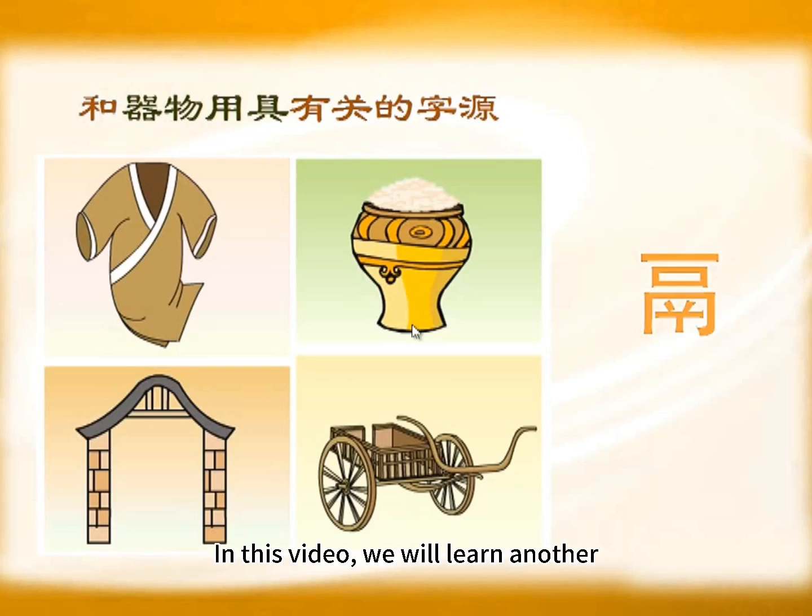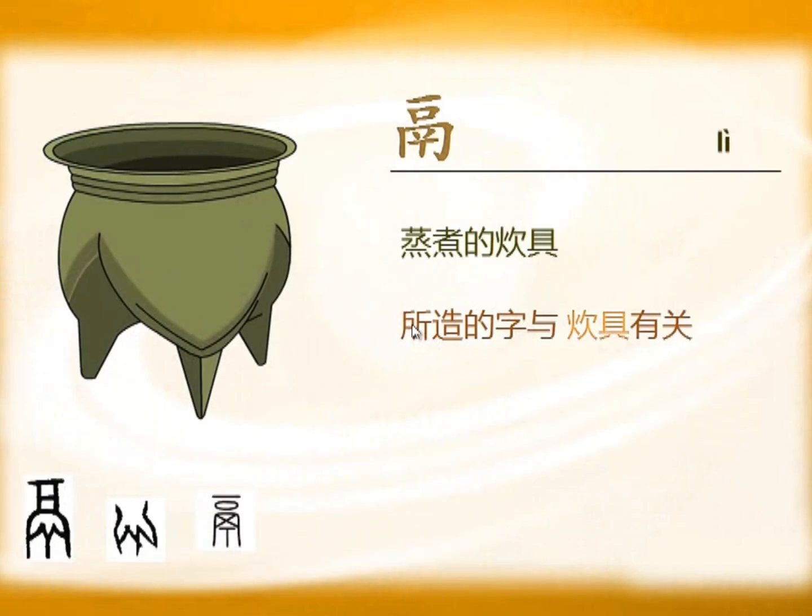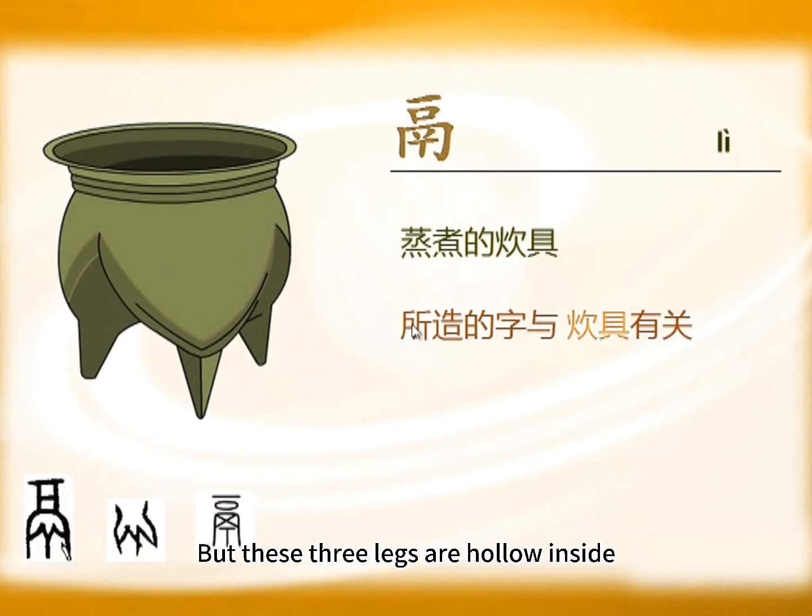In this video, we will learn another character that represents a cooking tool, which is li. Li is also a cooking tool. Its shape is similar to ding, also with a round mouth. It has 3 legs, meaning 3 feet, but these 3 legs are hollow inside.